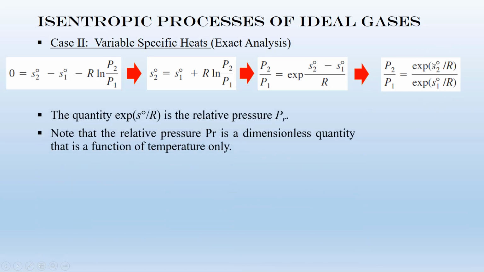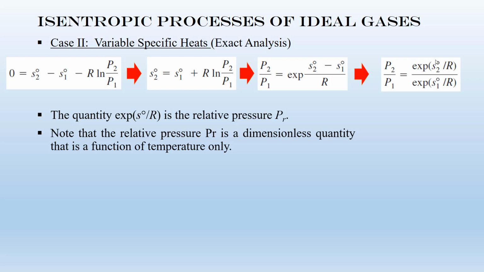Based on the definition, this term, exponential S naught over R, is called the relative pressure, PR, correct? Keep in your mind that PR is a dimensionless quantity. It doesn't have the pressure unit. This parameter, relative pressure, depends on the temperature. Why? Because it's a constant value, and if you remember from the previous lecture, S naught is a function of temperature. So keep in your mind that the exponential of S naught over R is relative pressure. Relative pressure is a dimensionless quantity, no unit.